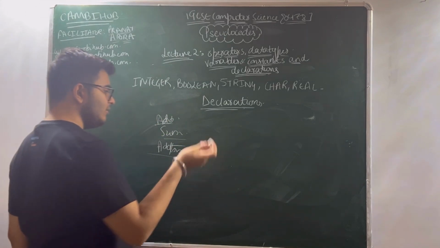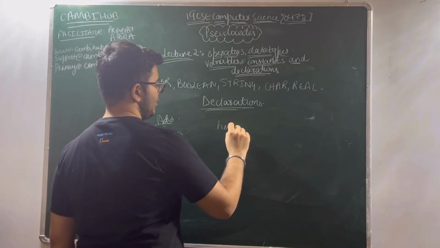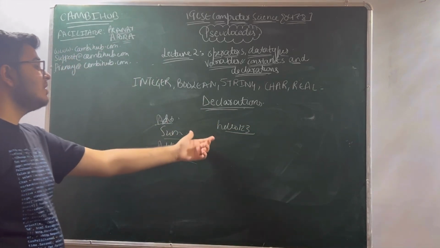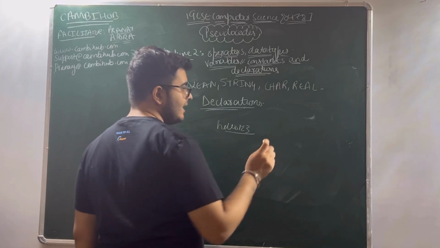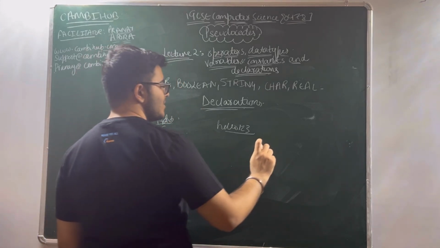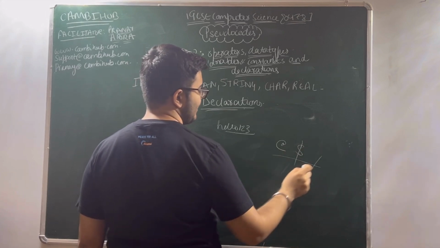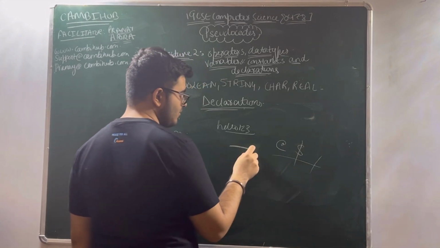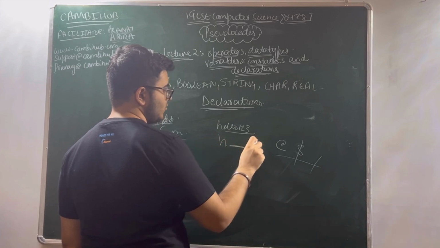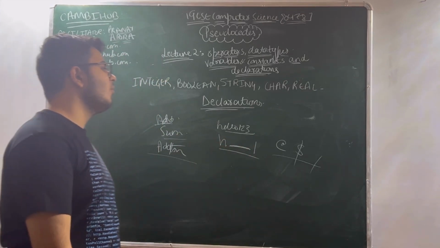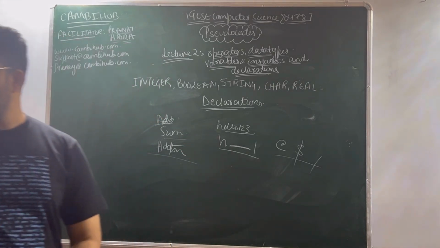Just make sure that the name can also be like hello123. It can also be alphanumeric, but variable names should not have special characters. It is advisable to not include special characters like @, $, or slash, or any other character, right? Underscore can be used, right? Like h_1. This is a variable name, but this is also advisable to avoid, right? So this is how you keep a variable name.